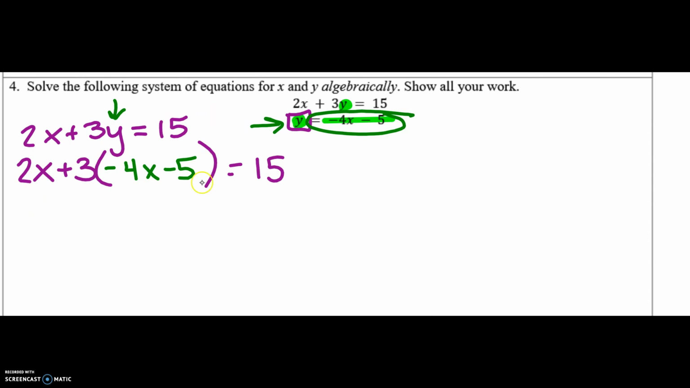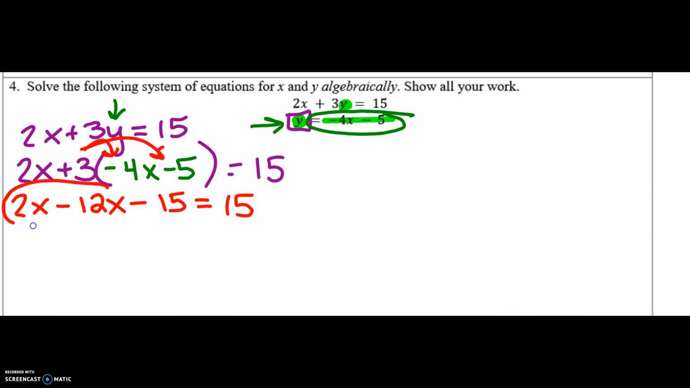So I want to complete this equation by first bringing down my 2x and distributing that 3 to everything inside the parentheses. So 3 times a negative 4 is a negative 12x. 3 times negative 5 is negative 15 equals 15. On my left-hand side, I want to clean up the equation by combining like terms. A 2x and a negative 12x simplifies to negative 10x minus 15 equals 15.